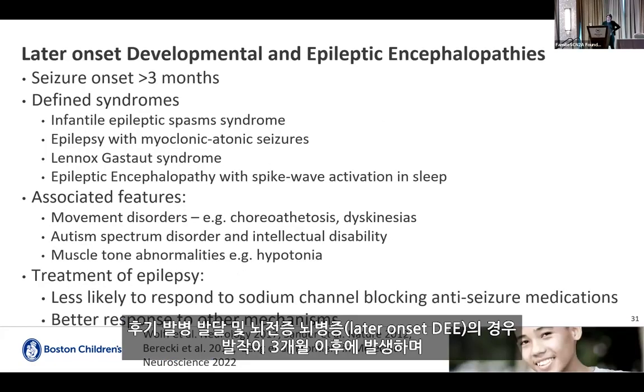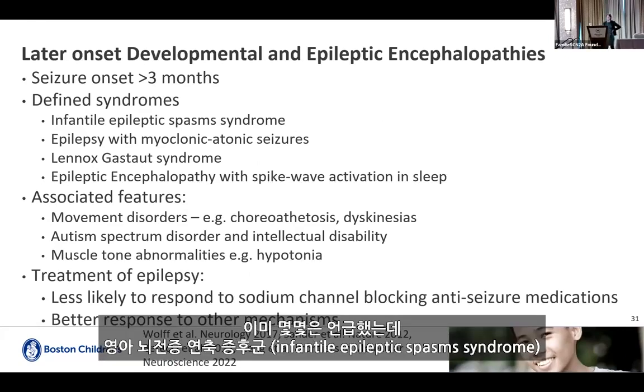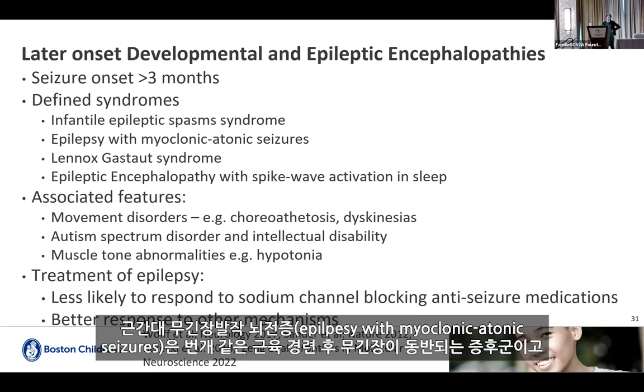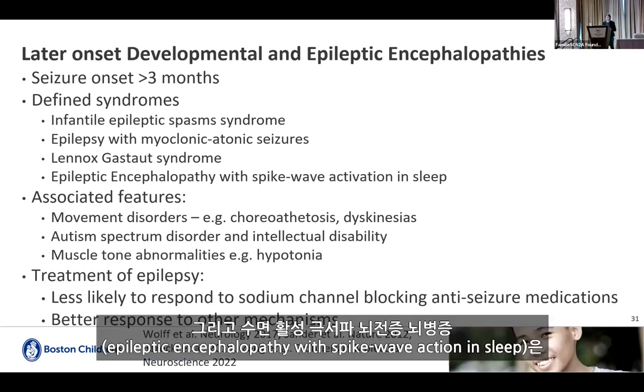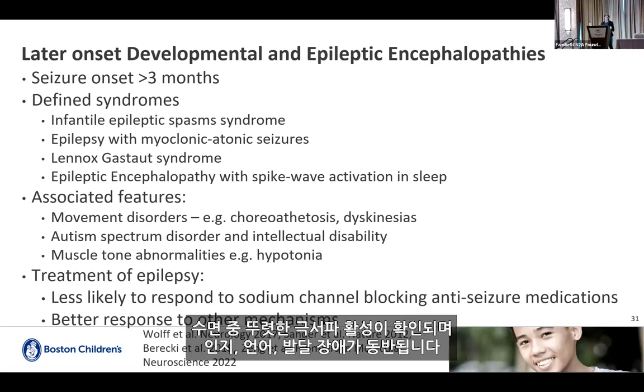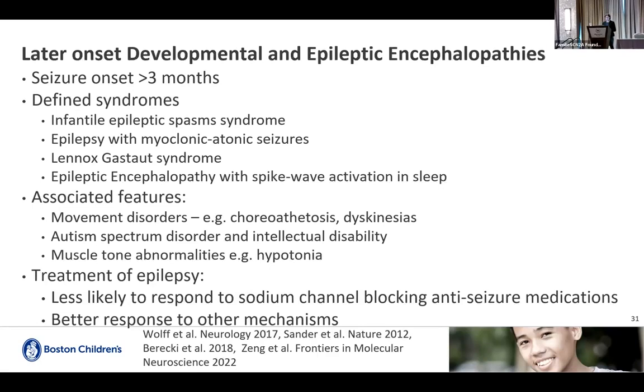So the later onset DEEs with seizure onset greater than 3 months, there's several defined syndromes. I've talked about a couple of these: infantile epileptic spasm syndrome I mentioned, Lennox-Gastaut syndrome I mentioned, epilepsy with myoclonic atonic seizures, or sort of a lightning bolt jerk and then a drop. And epileptic encephalopathy with spike wave activation in sleep, or you may have heard of electrical status epilepticus of sleep, or these patterns where you get continuous spiking in sleep and you can see setbacks in cognition and language and development in that setting as well. So we've seen that occasionally.